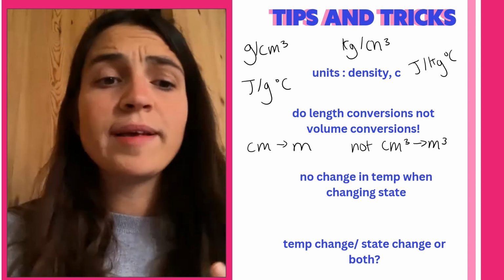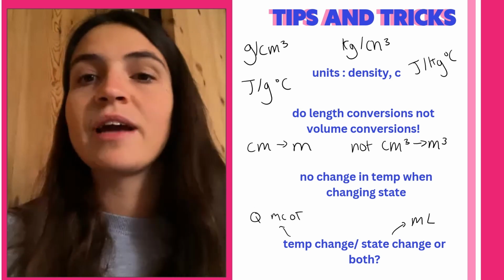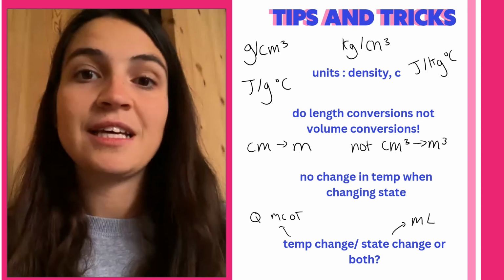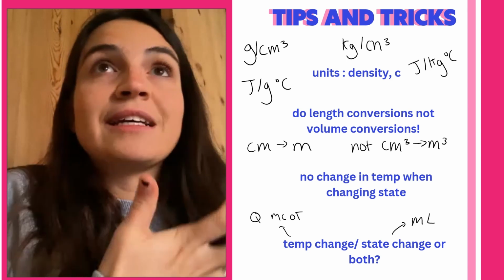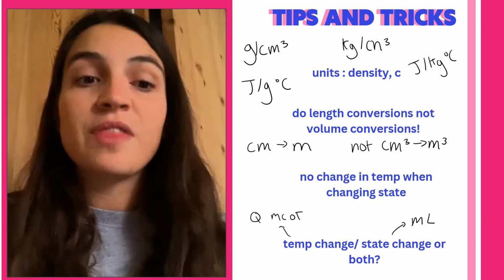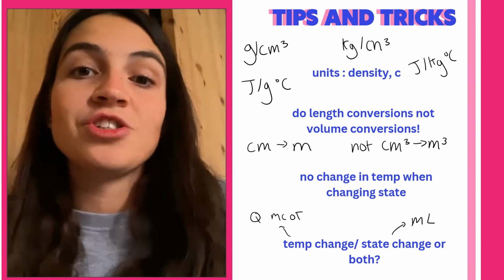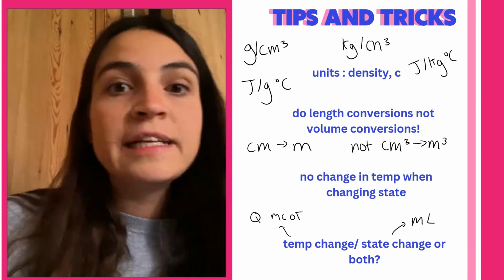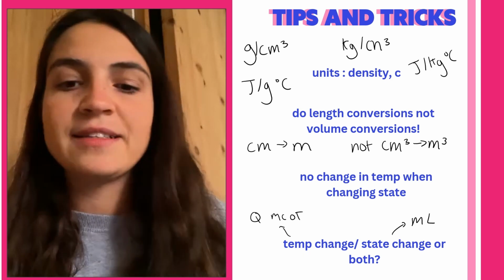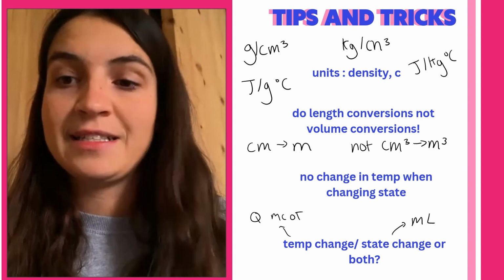Finally, I always get asked, how do I know whether I'm using MC delta T or ML? People get really confused. They're to do with two different things. MC delta T is when they are talking about something raising its temperature. So if ever you see the idea of temperature being increased in a question, that's a clue you need to use MC delta T. Whereas ML is all about the energy to change state. So it's boiling, it's melting, it's freezing, it's condensing. That's a cue where you need to use ML, your specific latent heat.